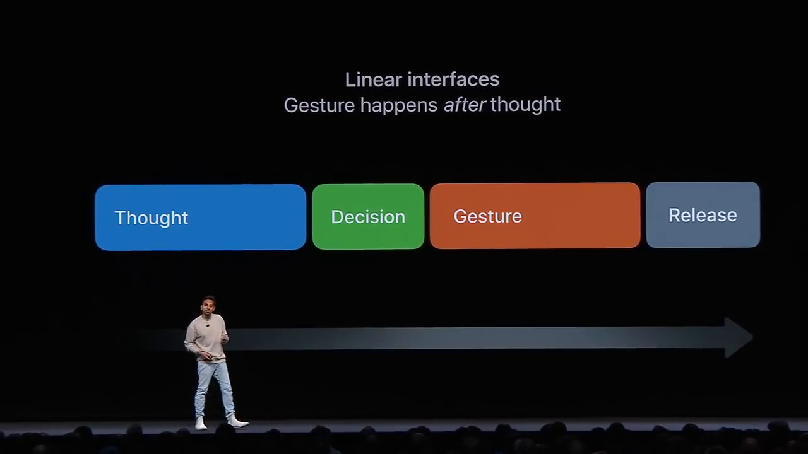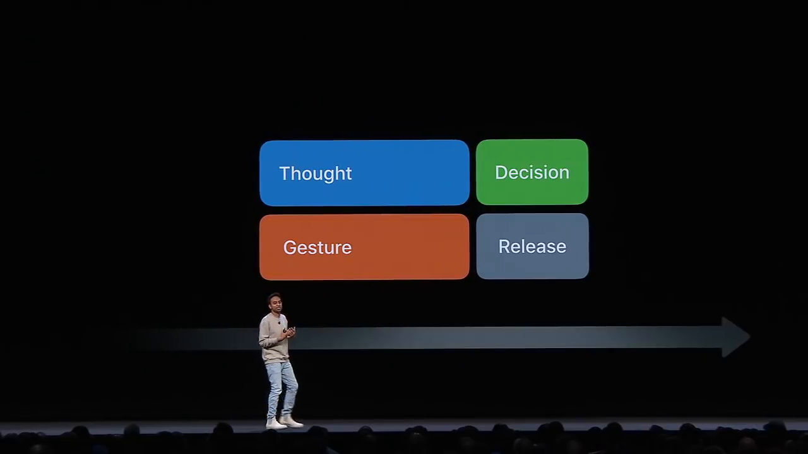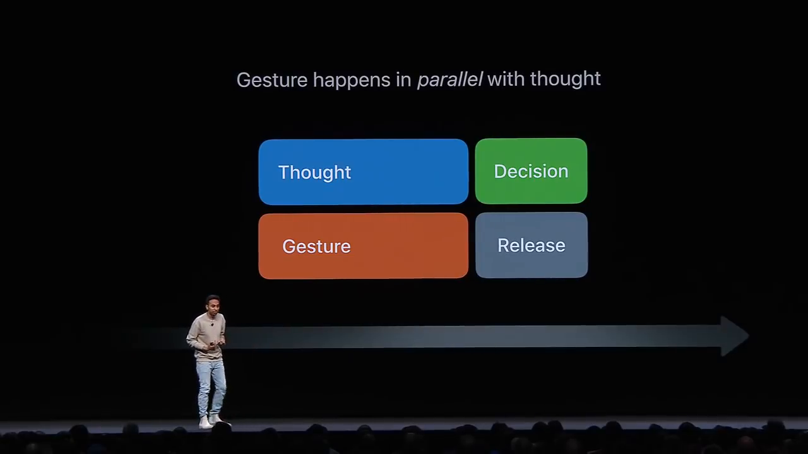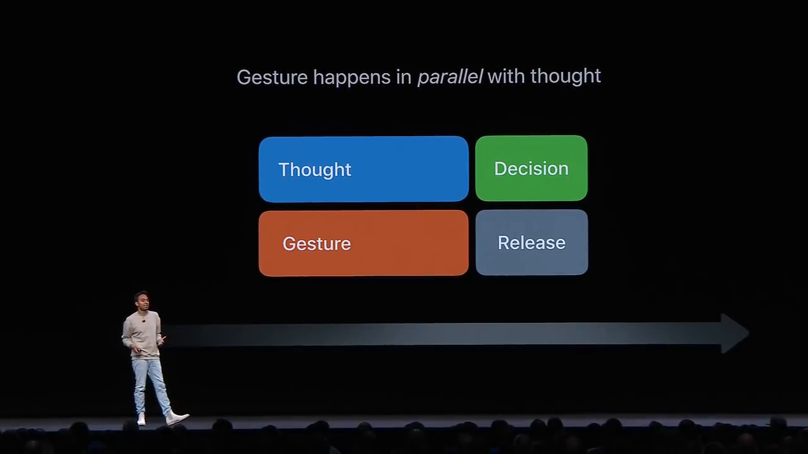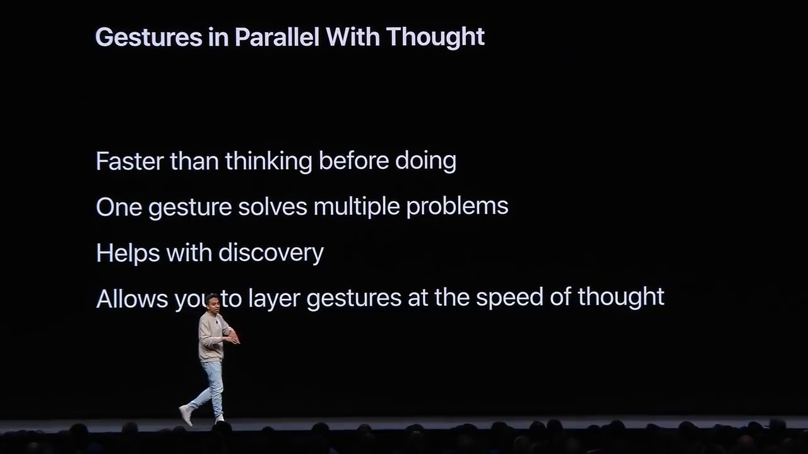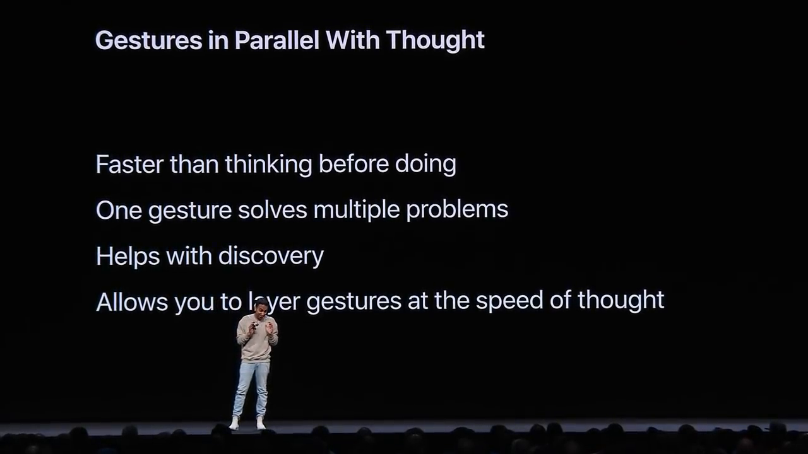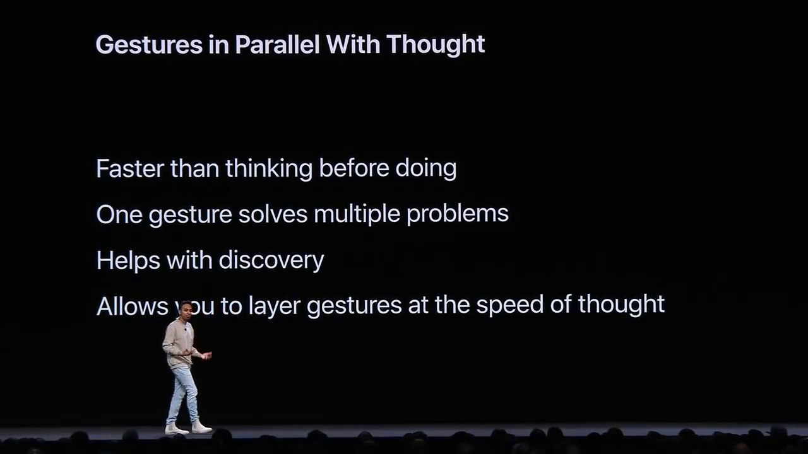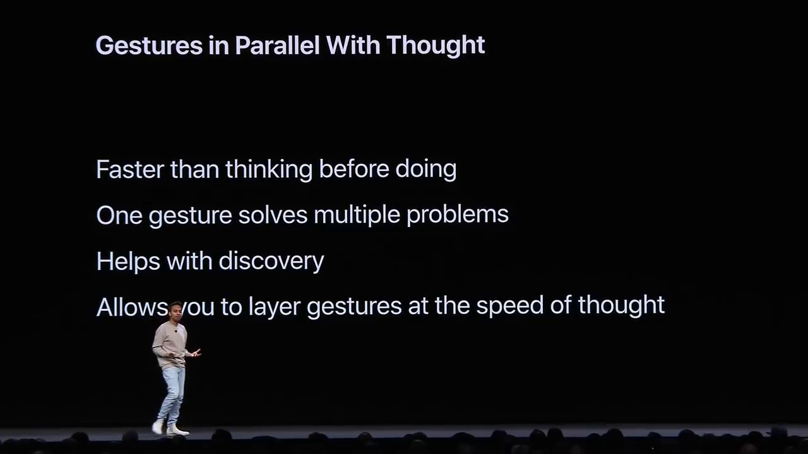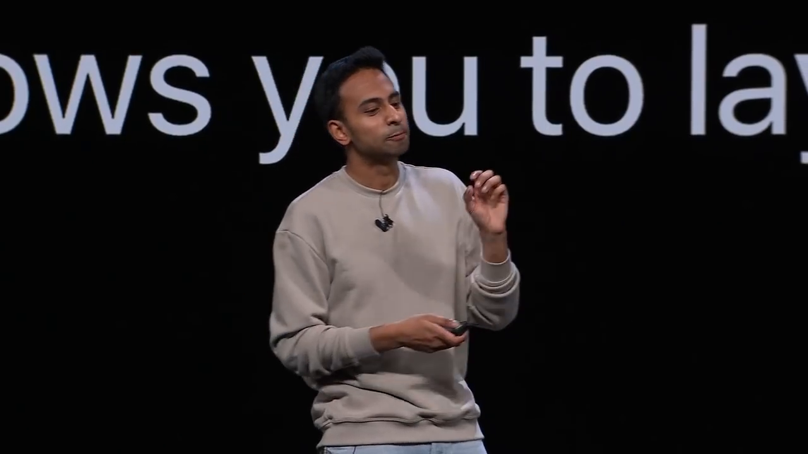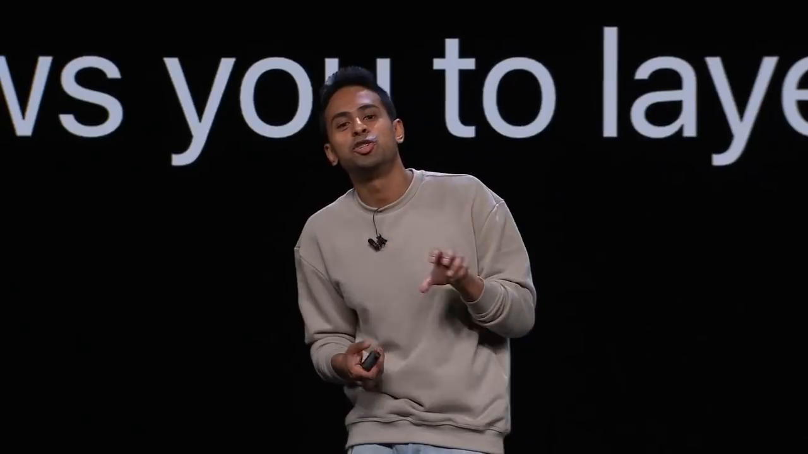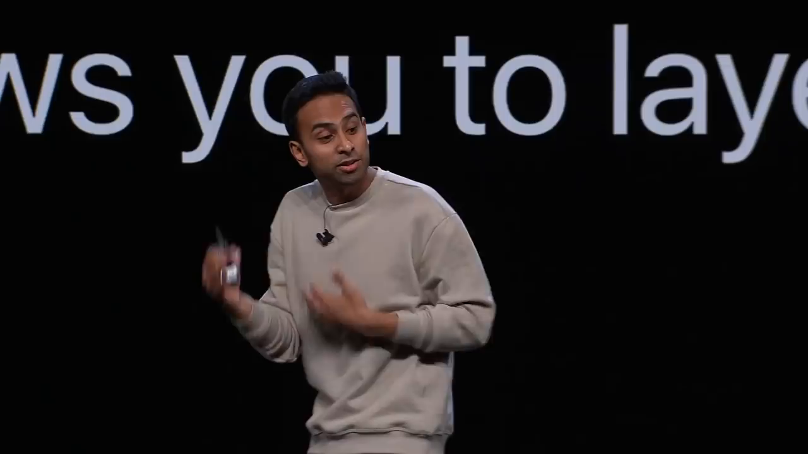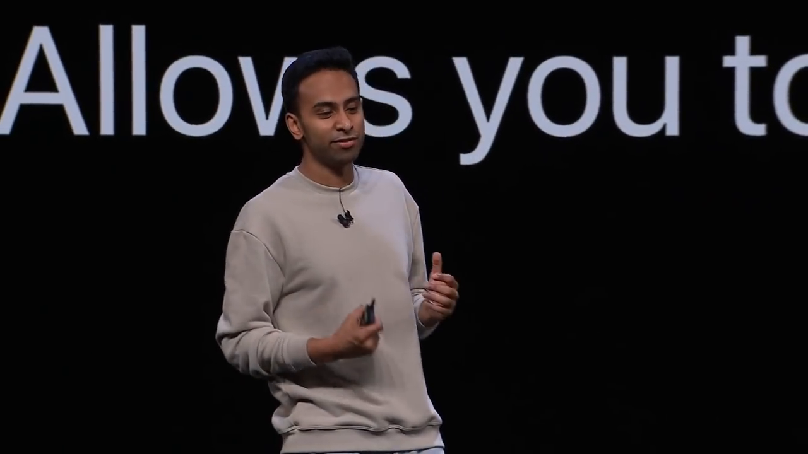But the cool thing is when it's redirectable, the thought and gesture happen in parallel. And you sort of think with the gesture. It turns out this is way faster than thinking before doing, because it's a multi-axis gestural space. It's not separate gestures. It's one gesture that does all of this stuff, home, multitasking, quick app switching, so you don't have to think about it as a separate gesture. And it helps with discovery, because you can discover a new gesture along the path of an existing gesture. And it allows you to layer gestures at the speed of thought.